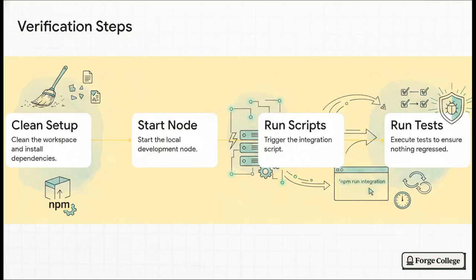Let's put ourselves in the reviewer's shoes for a second and see exactly how they'll verify your milestone. This step-by-step checklist is basically your dress rehearsal for success. When a reviewer gets your code, they're going to mimic a fresh Git clone just to guarantee no stale files ruin the demo. First, they clean the workspace and install dependencies. Next, they start the local dev node.